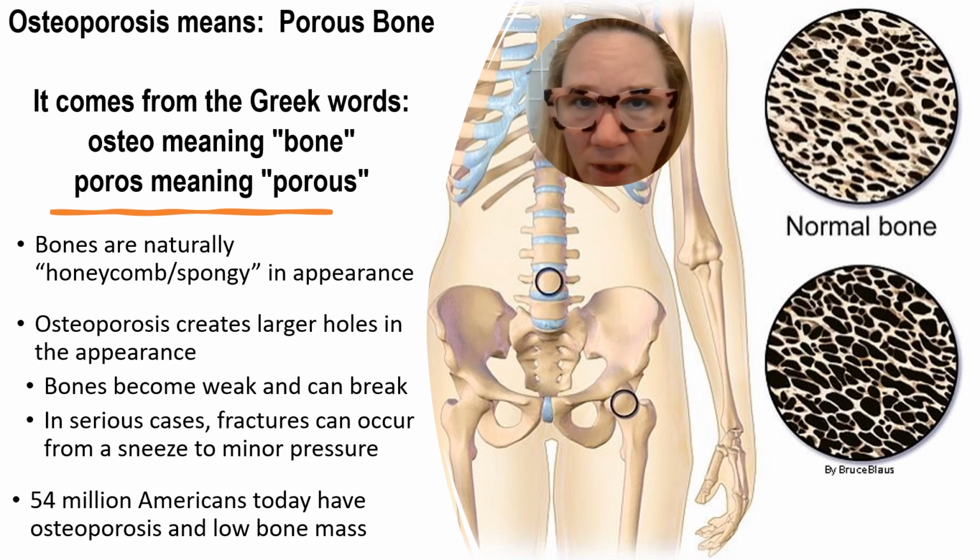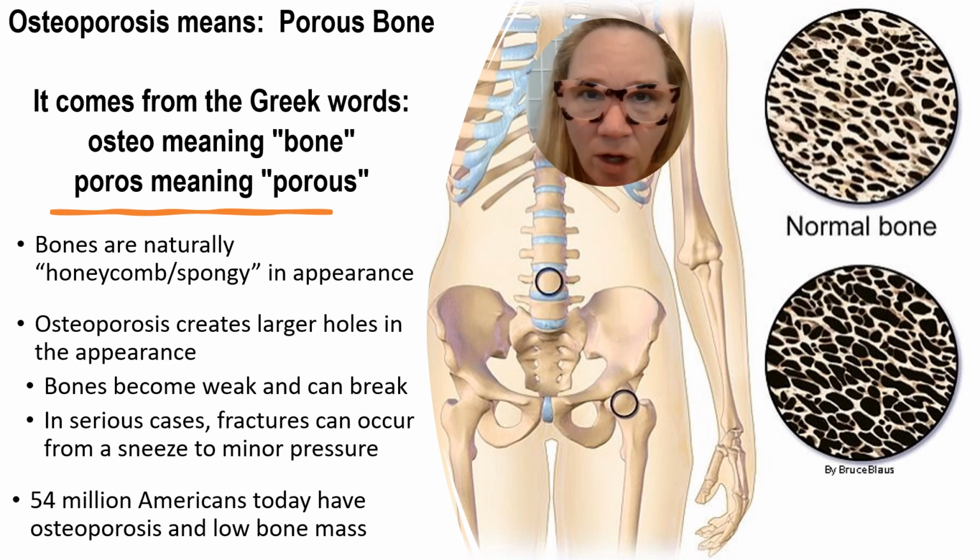Bones are naturally honeycombed or spongy in appearance. If you look at the picture on the right-hand side, you'll see spongy bone up there. That's bone tissue, and it's not solid. There's little tiny pockets between the bone tissue, and those pockets increase in size as we age, as we lose bone tissue. So osteoporosis is when there's larger holes in the appearance of our bones.